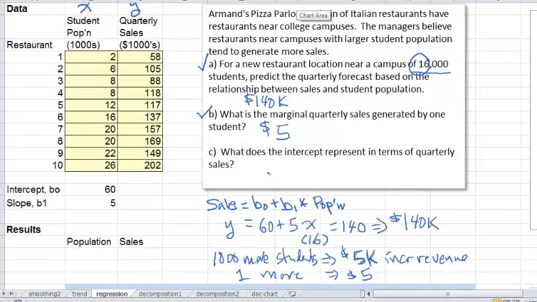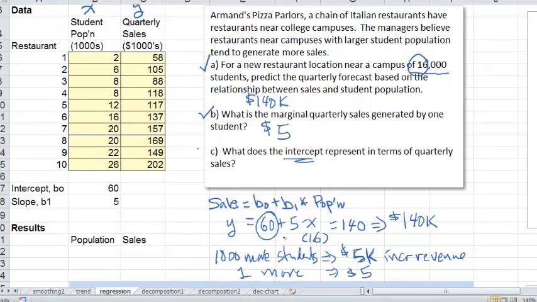Now that we've discussed the role of the slope, let's talk about the intercept. What does the intercept represent in terms of quarterly sales? So the question is, what do you think this 60 represents? Now, if this were the cost formula, you would say that, well, 60 might be the fixed cost and 5x might be the variable cost. But this is revenue, not cost. So is 60 a fixed revenue? Well, it's the part of the revenue that's not affected by the value of x, that is the number of students. The sales these restaurants generate from students is 5 times x.